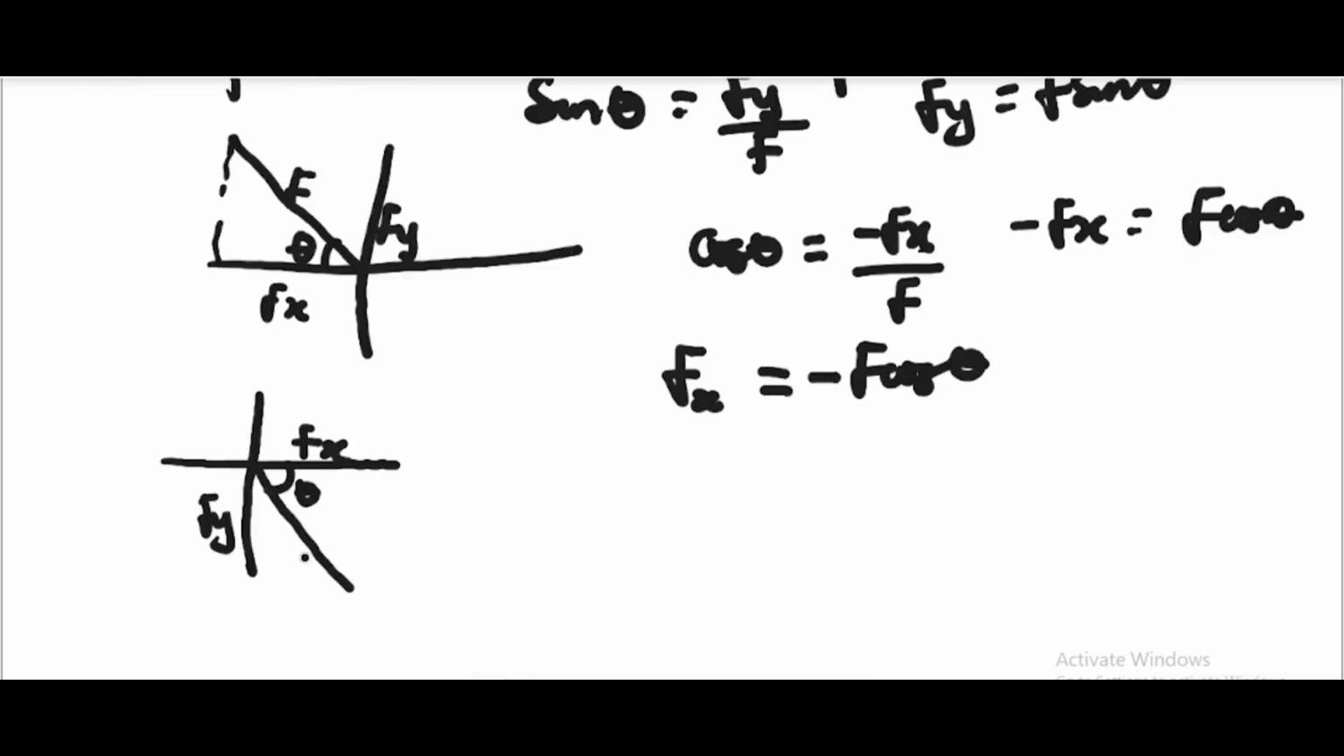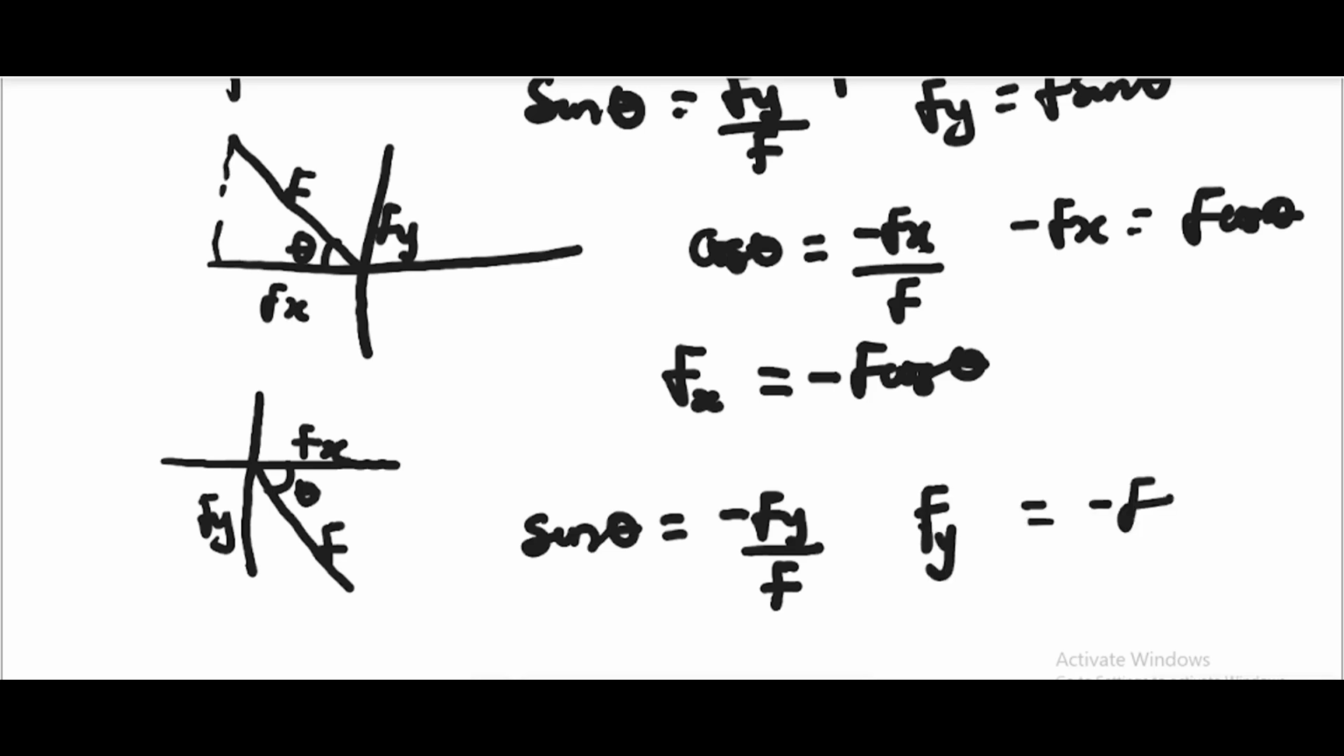So what happens? Since it is on the negative y-axis, our horizontal force doesn't have any issue. Our issue becomes with the vertical. Just the same thing that happened in the first one, sine theta becomes minus Fy over F. That's just the only difference, right? So your F in the vertical component becomes minus F sine theta.